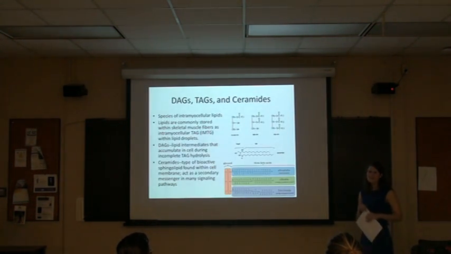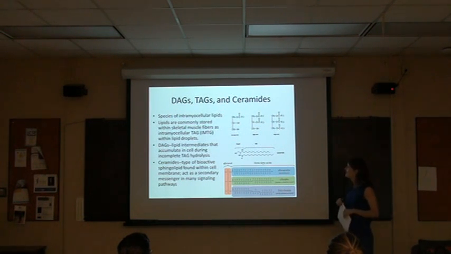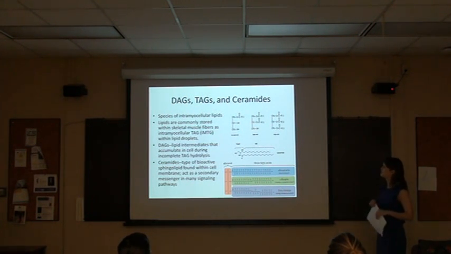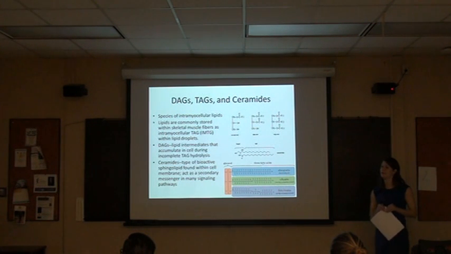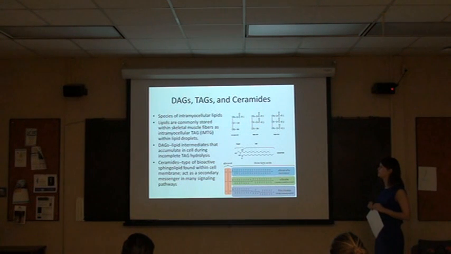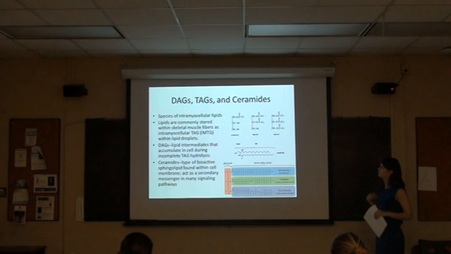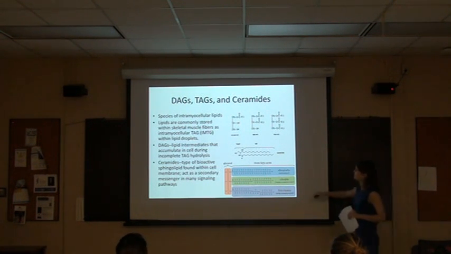That's when we talk about our lipids that we studied. So DAGs, TAGs, and ceramides, they're all species of intramyocellular lipids. The main players that we looked at with data collection so far. So lipids are commonly stored within skeletal muscle as intramyocellular TAG, or IMTG, within the lipid droplet. DAGs are lipid intermediates that accumulate in the cell during incomplete TAG hydrolysis. So it's just a different form. You can see all the variations here.